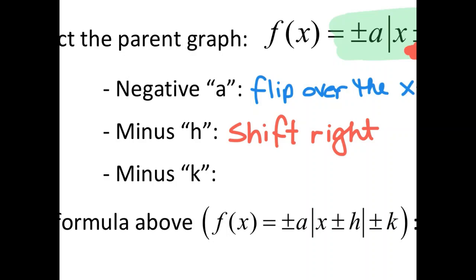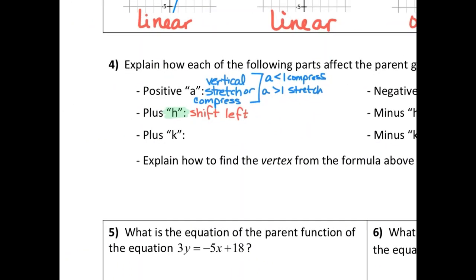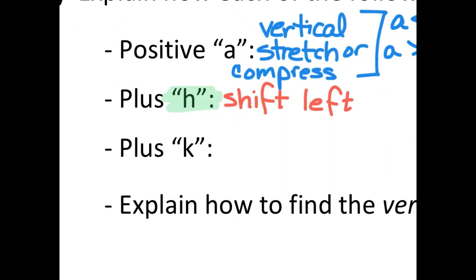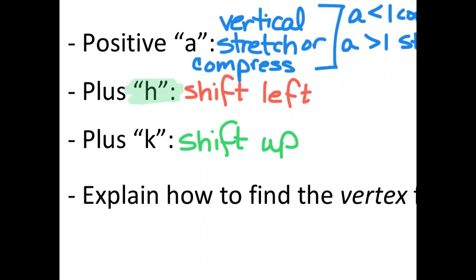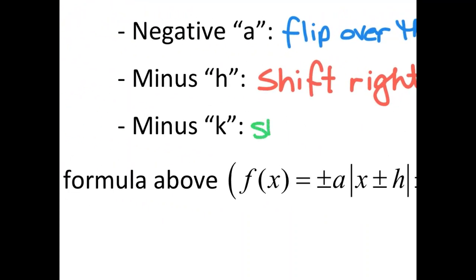And then the k is the number being added outside the absolute value symbol, added or subtracted. And if it's being added, that's going to be a shift up because outsiders don't lie. So it's a shift up. And then minus k is a shift down.